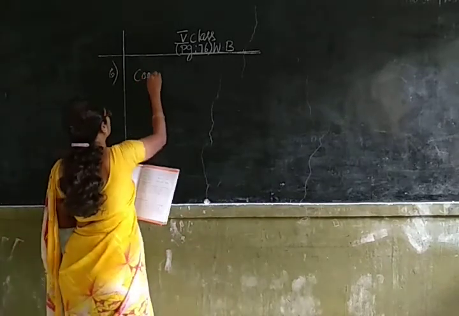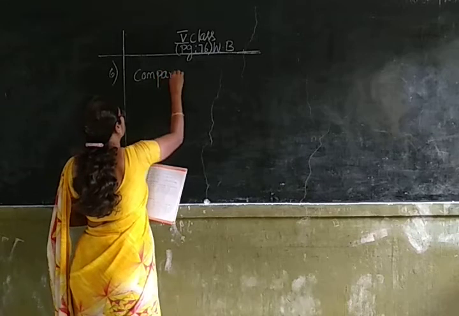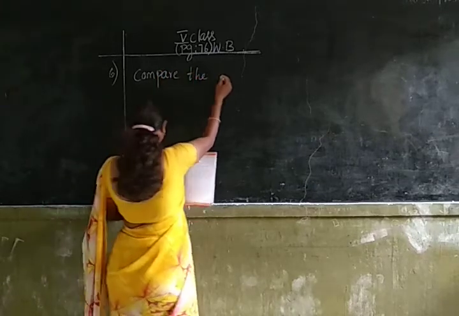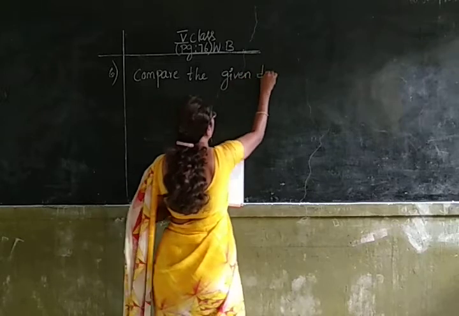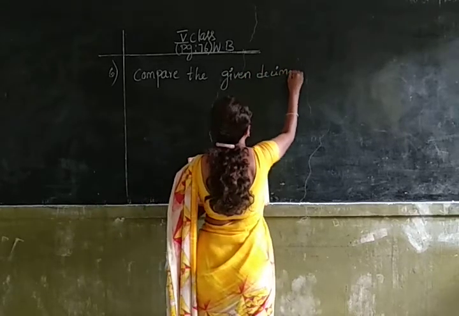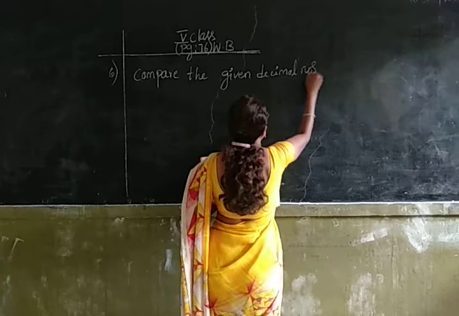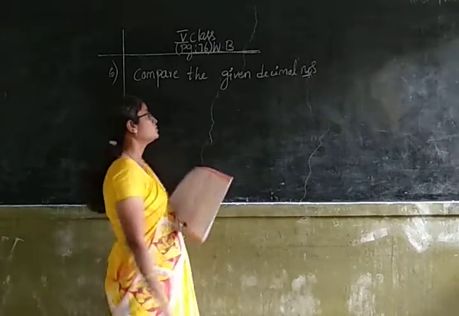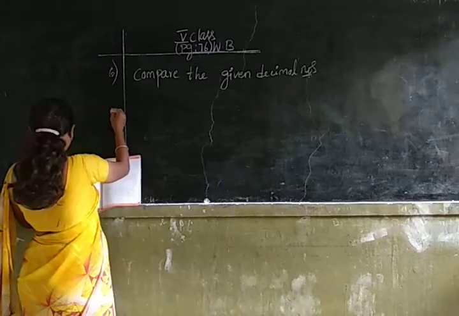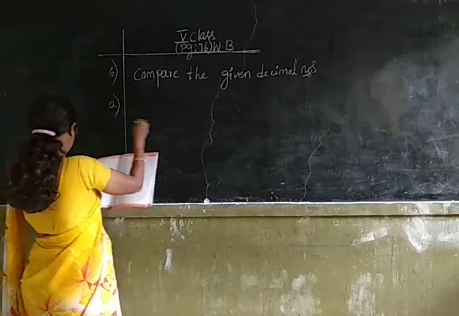Compare the given decimal numbers. You have already learned about comparing decimal numbers in the textbook. So, let us compare the given decimal numbers. Let us do the A sum.